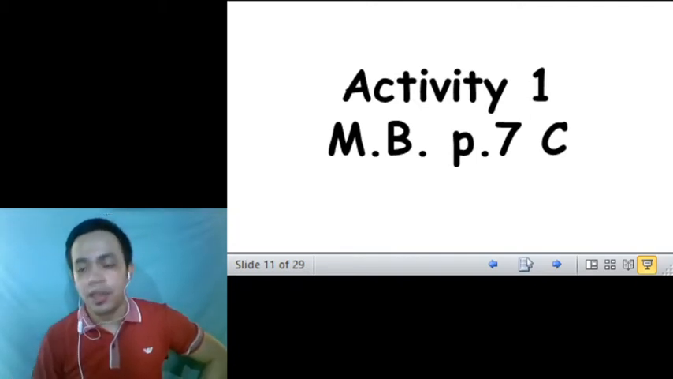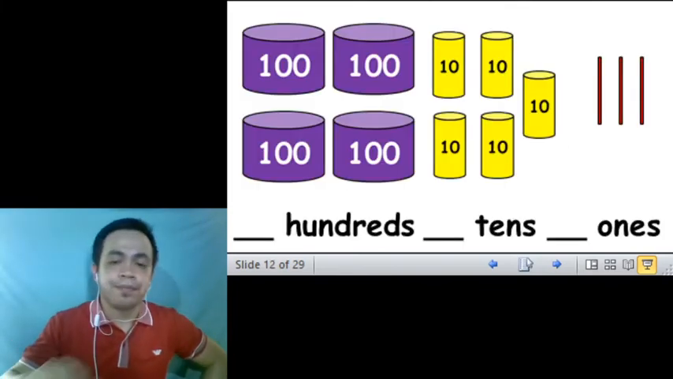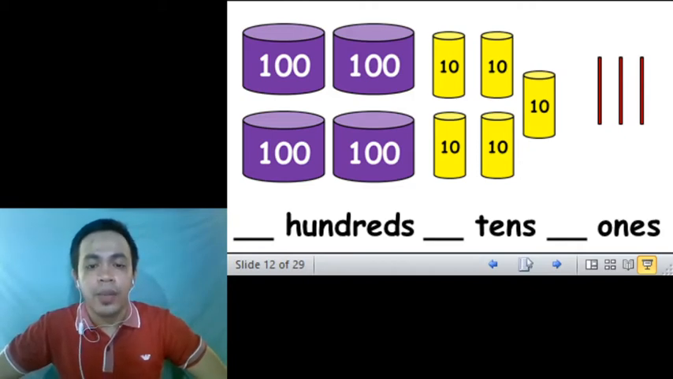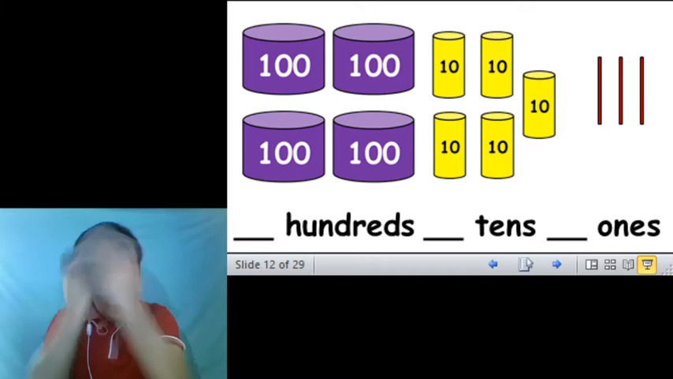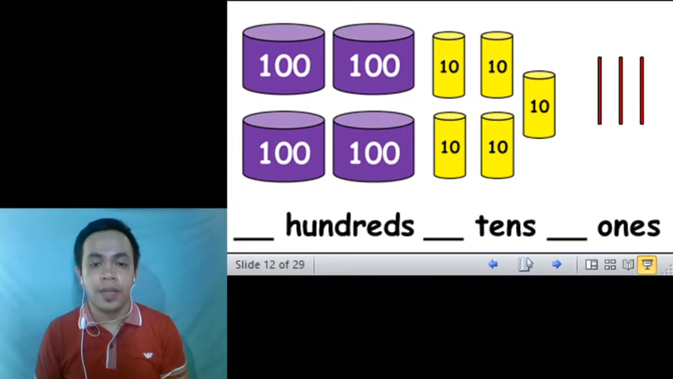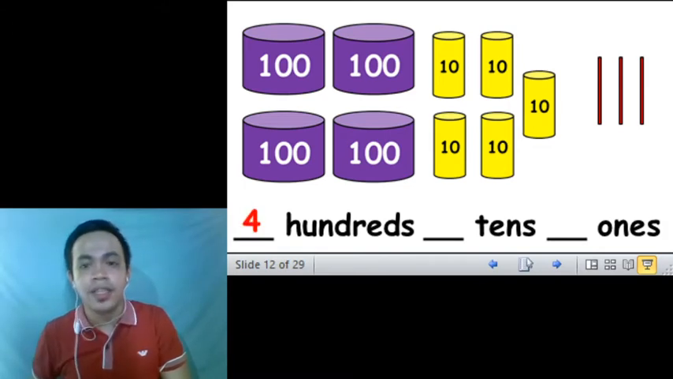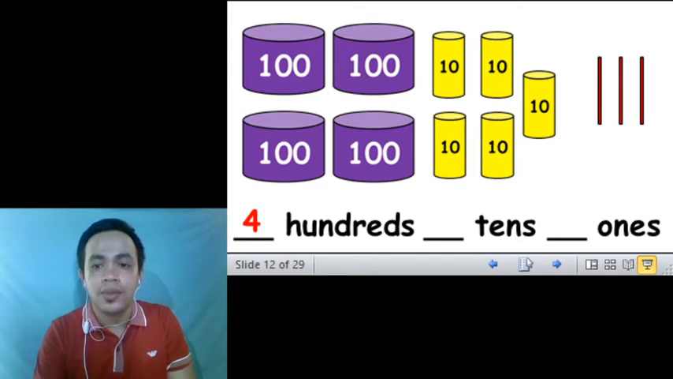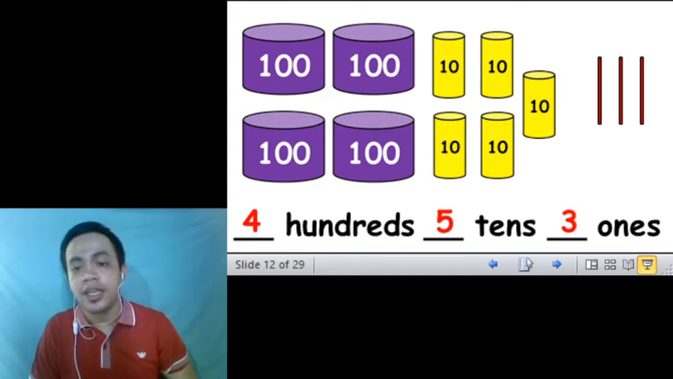So open your math builders on page 7, the letter C activity, okay? Now, here, we have to count by hundreds, tens, and ones, okay? So first, we will count the hundreds. So how many hundreds do you see on your screen? 1, 2, 3, 4. So there are 4 hundreds. Now, how many tens do you see? 1, 2, 3, 4, 5. So how many tens? 5 tens. And how many ones? 1, 2, 3. So 4 hundreds, 5 tens, and 3 ones.